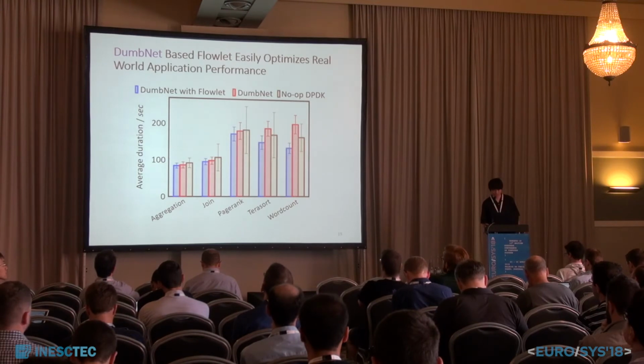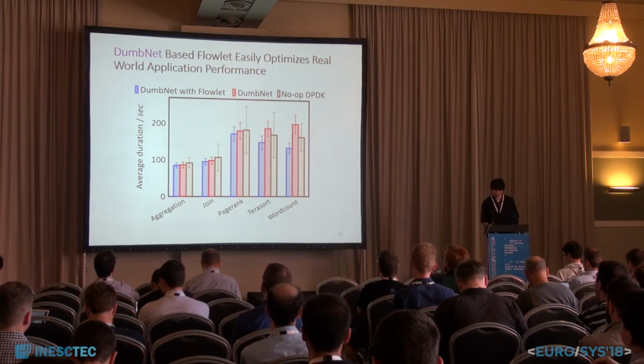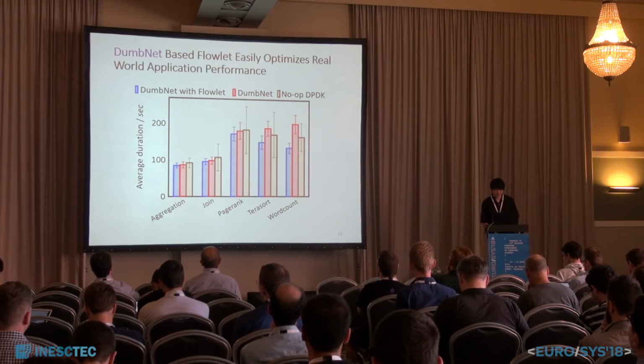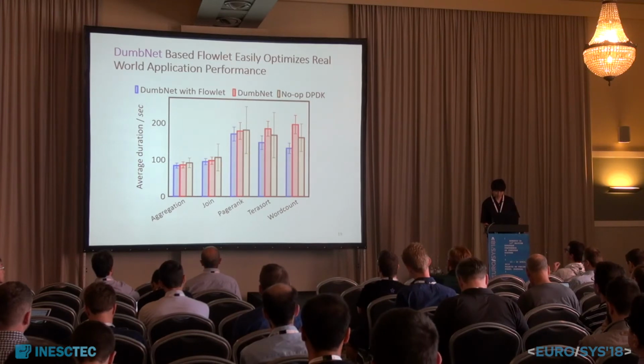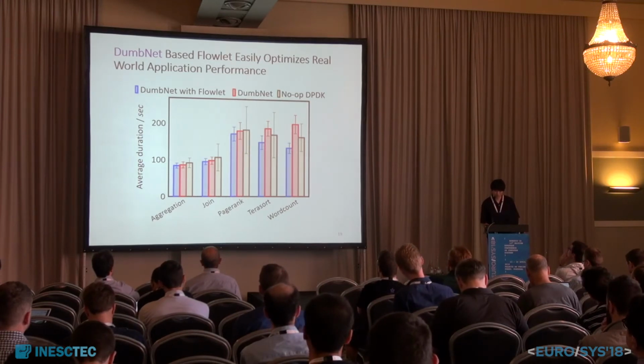And at last, the blue bar in the figure is DAMnet with flowlet, and the brown bar in the figure is no-op bare DPDK. So as you can see, with only 100 lines of code, DAMnet-based flowlet easily optimizes real-world application performance.